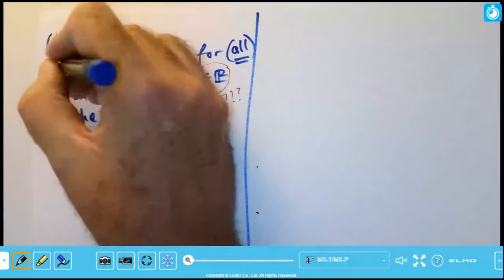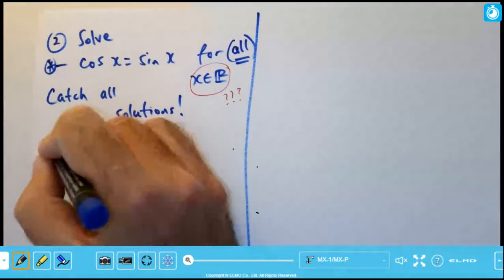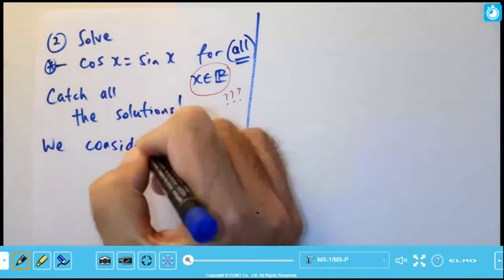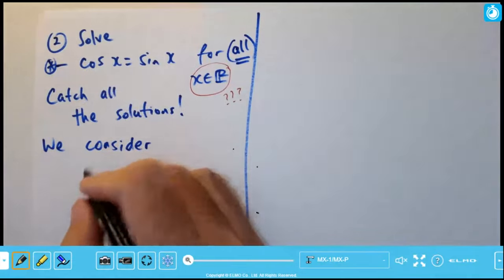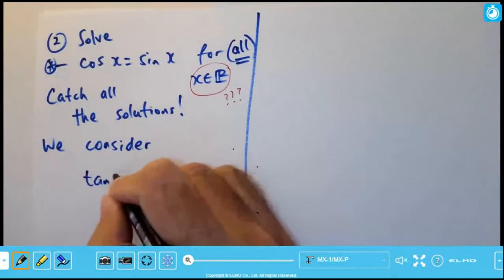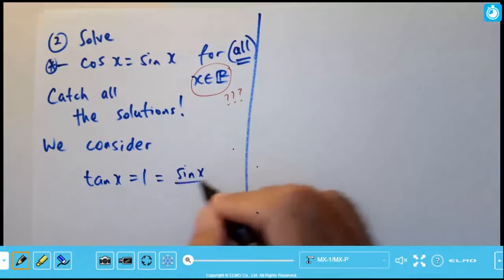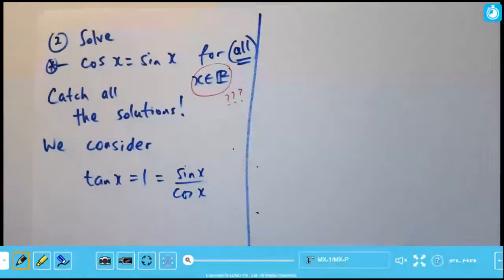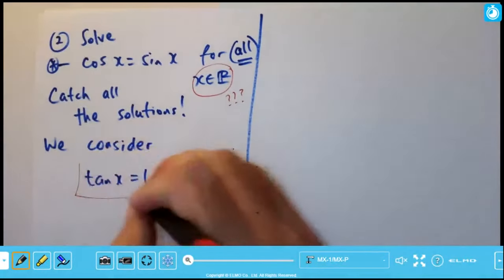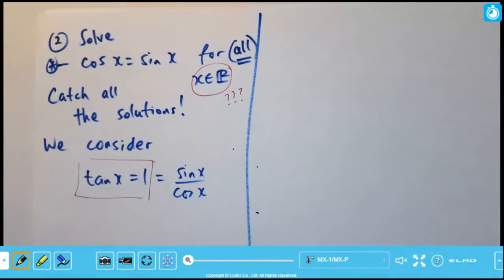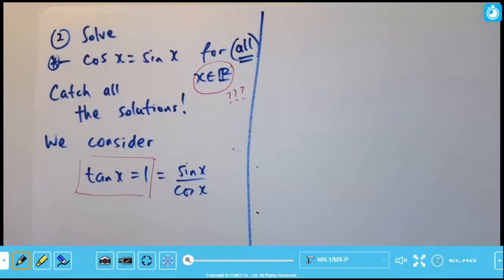So let's do what a few people have suggested, and let's turn it into tan, right? That'll be sine x on cosine x. And one way to solve it is just look at this problem. And someone in the chat before mentioned a graphical way of doing it. So let's have a look at that, because I do have some.